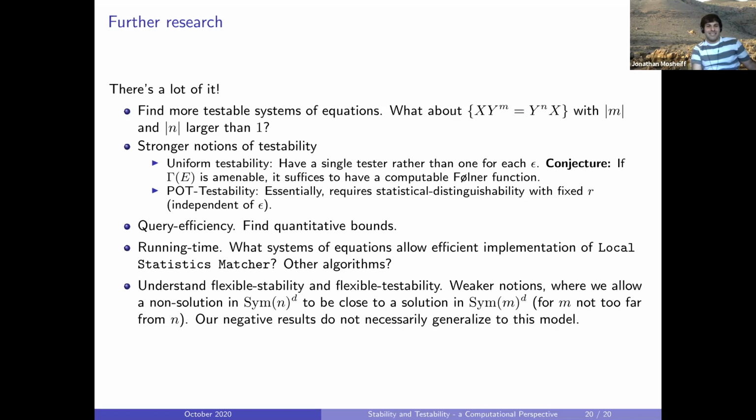Okay. So this makes it easier to be stable because your set of tuples that are epsilon far from being a solution is a smaller set. And there's some very interesting work done on this for surface groups recently. But in general, we don't have any negative testability results in the flexible model, for example. So that's another thing that would be very natural and interesting to research here.